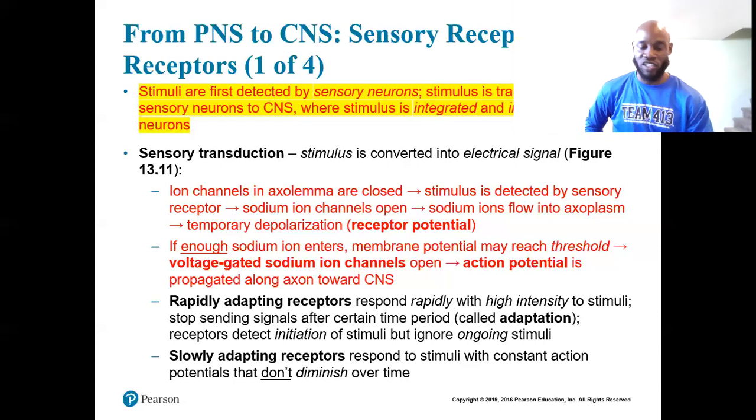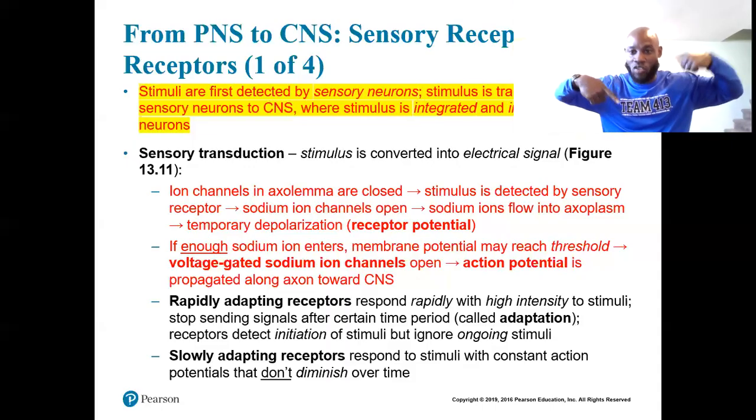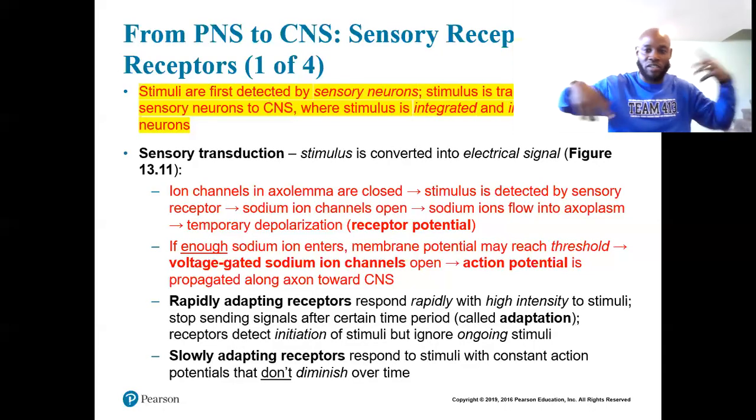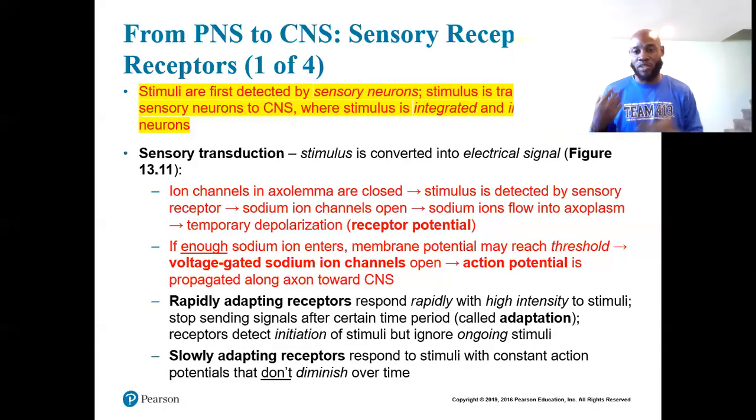I can touch something soft, something wet, and my body turns that into an electrical signal that is transferred through my nervous system to my brain and processed, and it says, okay, that's something wet, that's something soft, that's something hard, that's something wooden, that's something hot, that's something cold. So it has to convert that physical touch into a specific electrical signal, right? So how does that process happen?